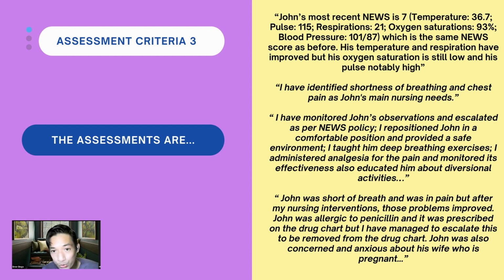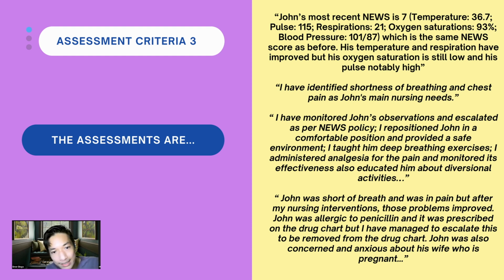John's most recent NEWS is 7. The temperature is 36.7. The pulse is 115. The respiration is 21. Oxygen saturation is 93. The blood pressure is 101/87, which is the same NEWS score as before. His temperature and respiration have improved, but his oxygen saturation is still low and his pulse is notably high. After reading this, you're analyzing the patient's recent observations and comparing them with your previous assessments.